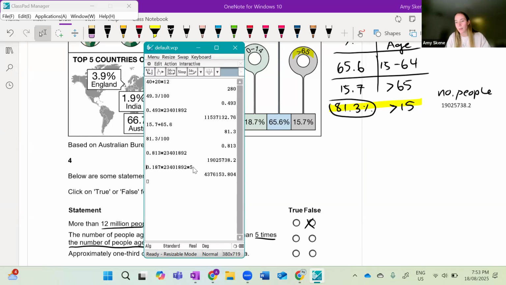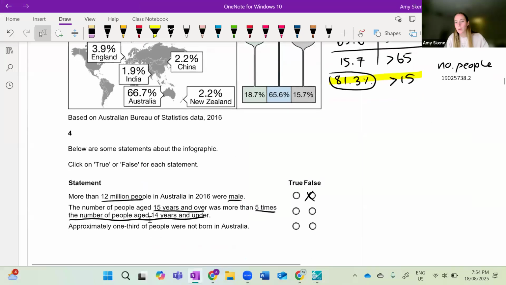So I'm just going to multiply that by 5, and I've got a larger number. So I've got 21,880,769. So we know that the number of people under 14 is, well, times 5. It's actually not. So the number of people aged 15 years and over was more than 5 times the number. It's not more than 5 times that number.